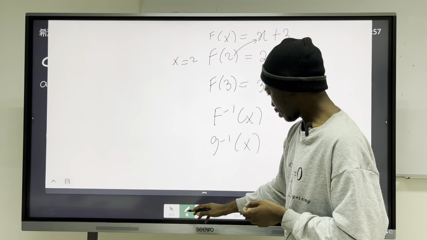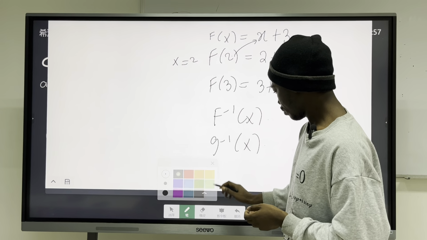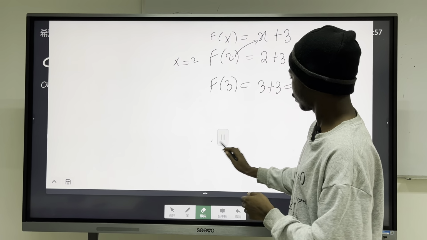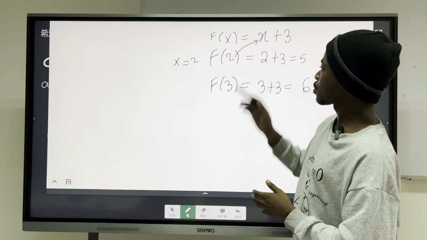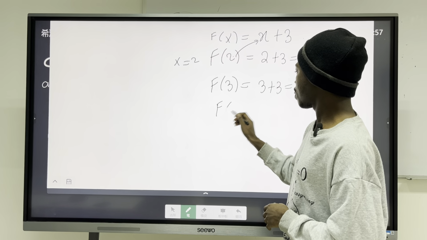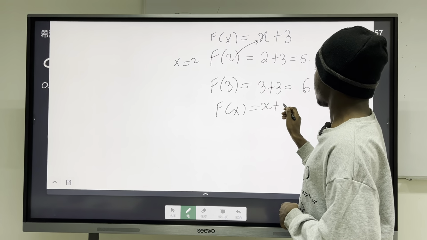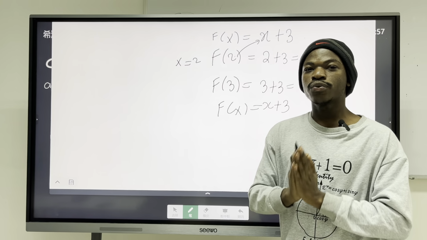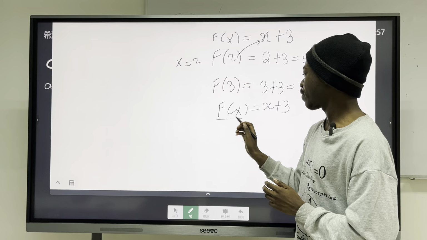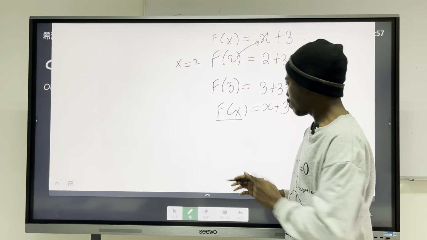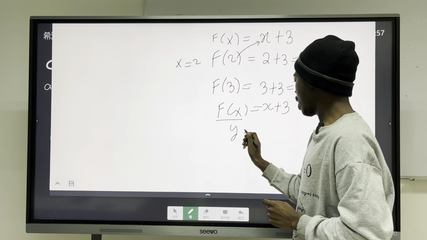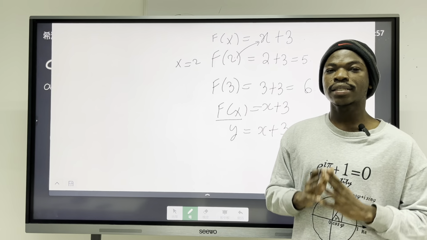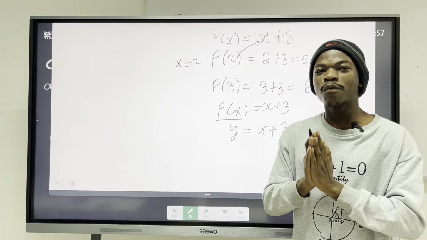So if I want to find the inverse of a function, let's assume our function is f of x, which is equal to x plus 3, and we want to find the inverse of f. The first step is to replace f of x by y. So where there's f of x, I will write y. So y equals x plus 3. That's the first step.